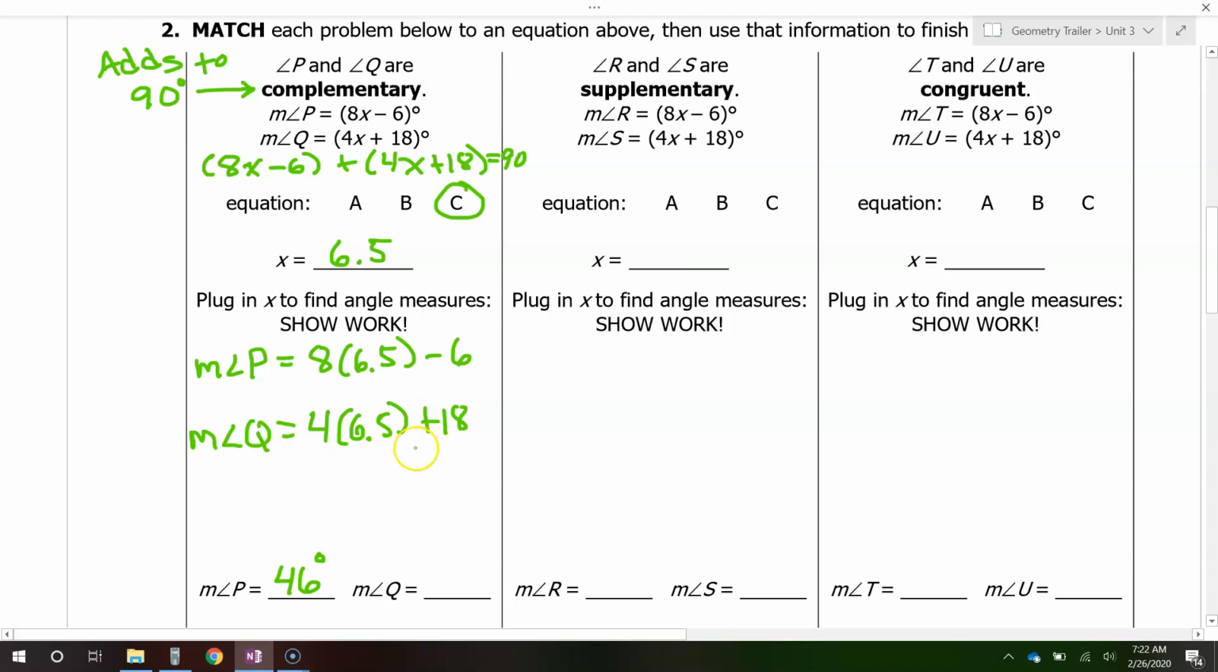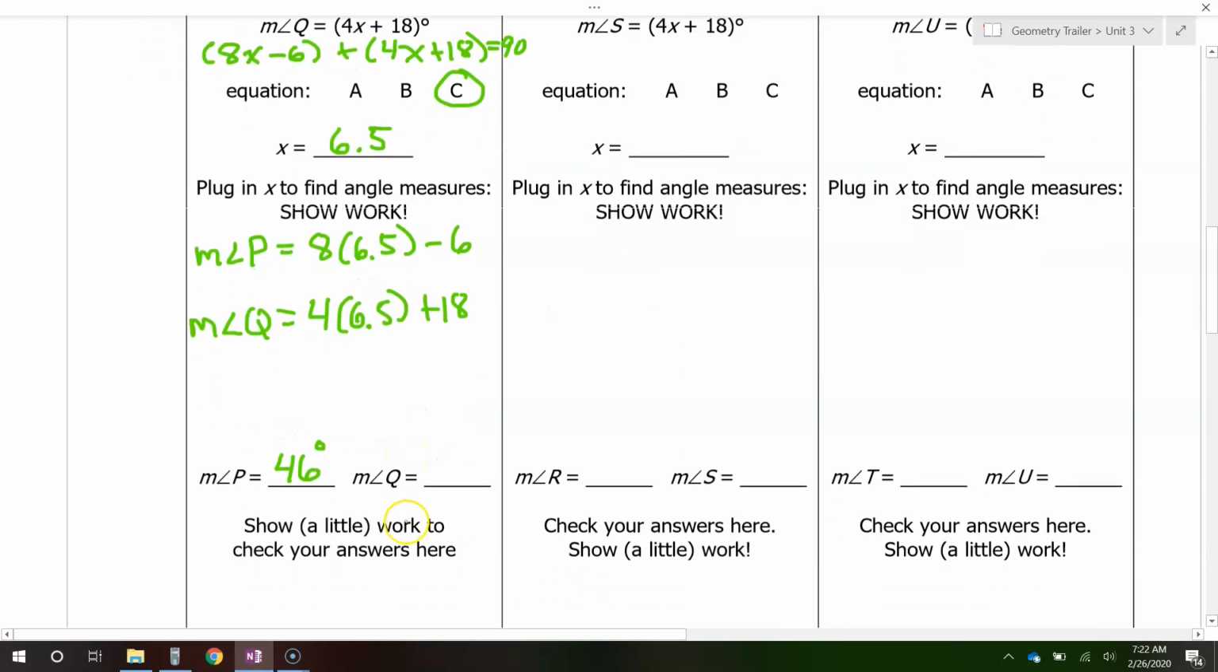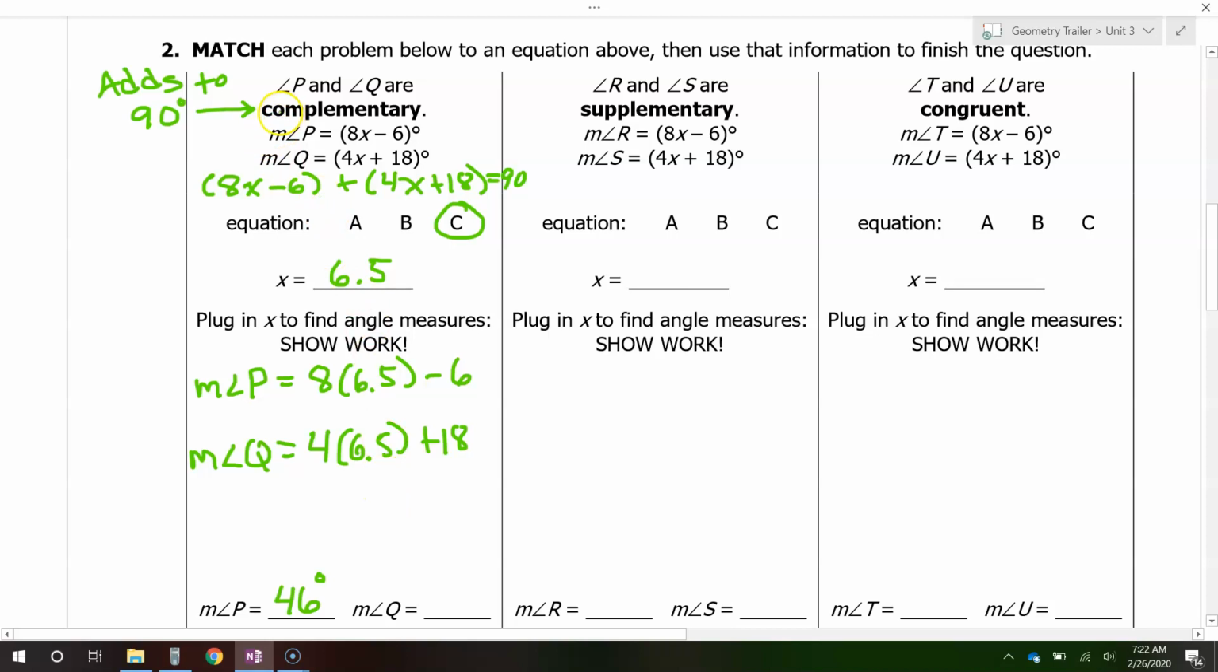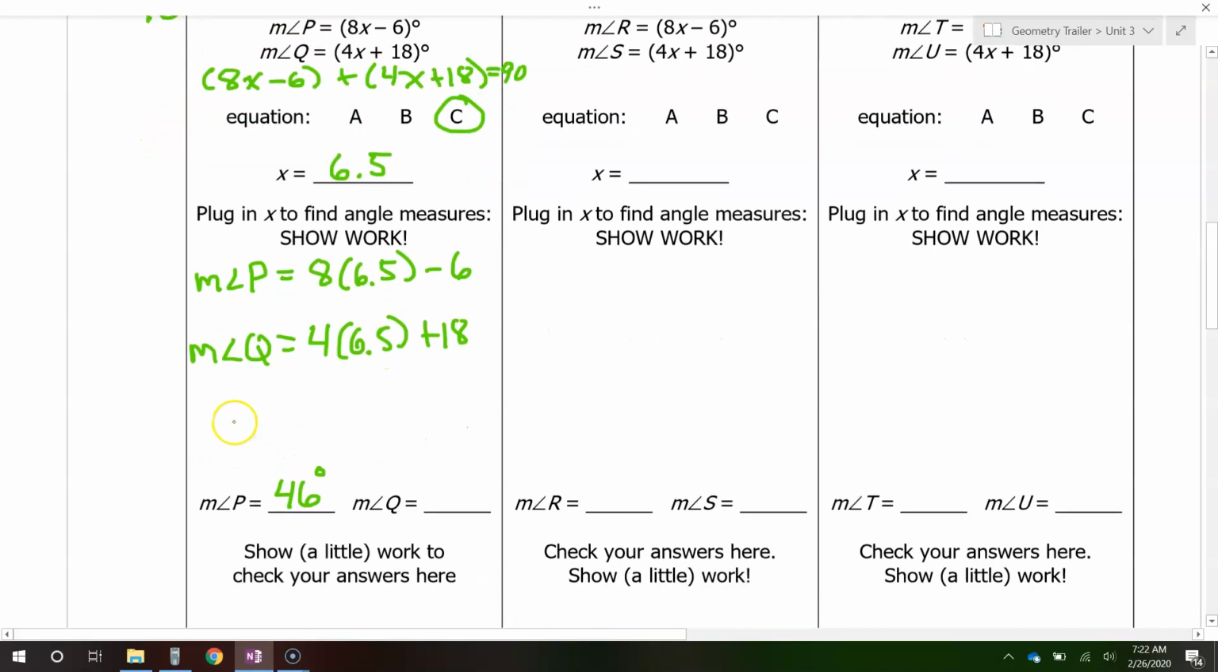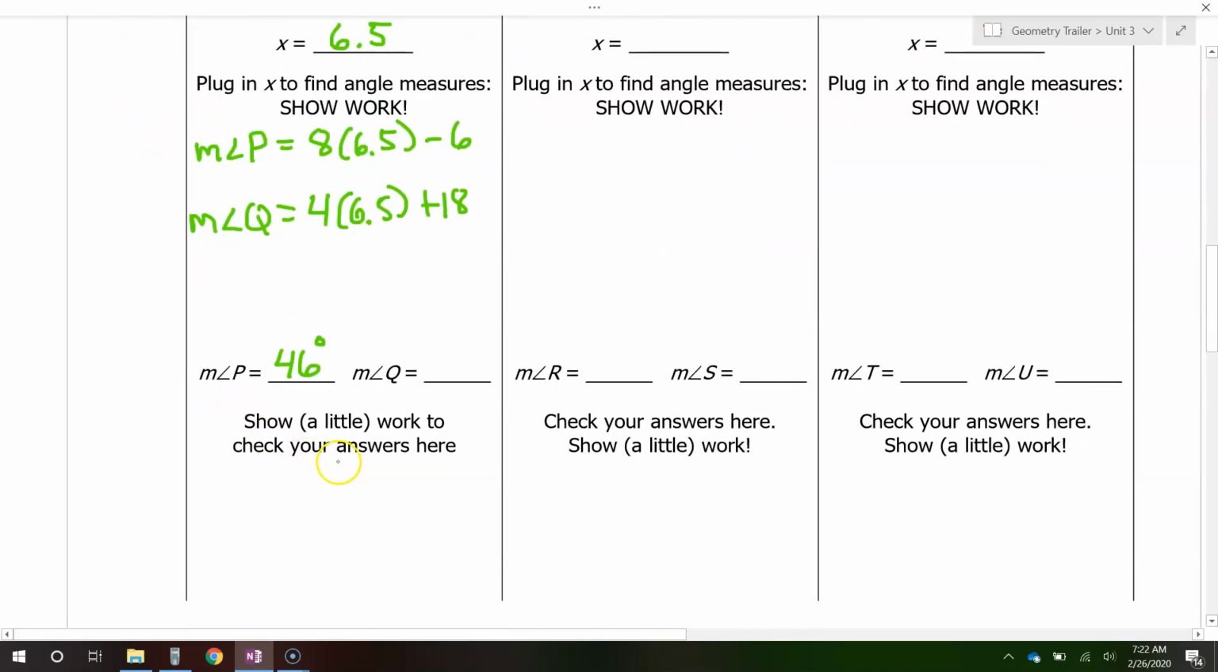So I could do this, or I could remember what complementary means. Complementary means they have to add up to 90. So it would be actually a little bit quicker. Well, I guess that's what they want us to do down here. It would be a little bit quicker to just subtract from 90. So I could just do 90 minus 46. All right, but it looks like that's kind of what they want me to do down here. So maybe we'll stick to my original plan for now.